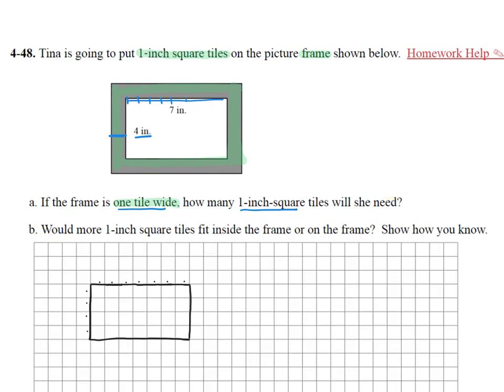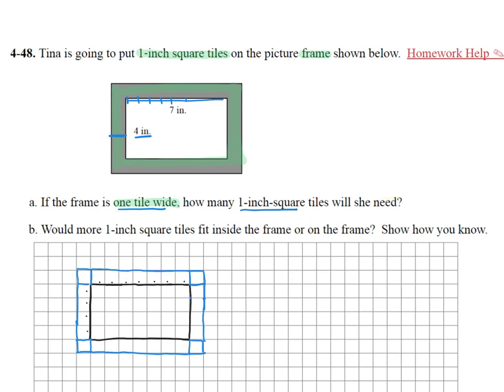So I wanted to show you on my graph paper, I started drawing the inside, so 4 by 7, and then because they said on the outside is 1 tile and that's 1 inch, it will match. So I'm going 1 tile on each side basically, so I can build my frame. So that also helps me say, oh yeah, it is. So go ahead and pause the video and finish the frame yourself.